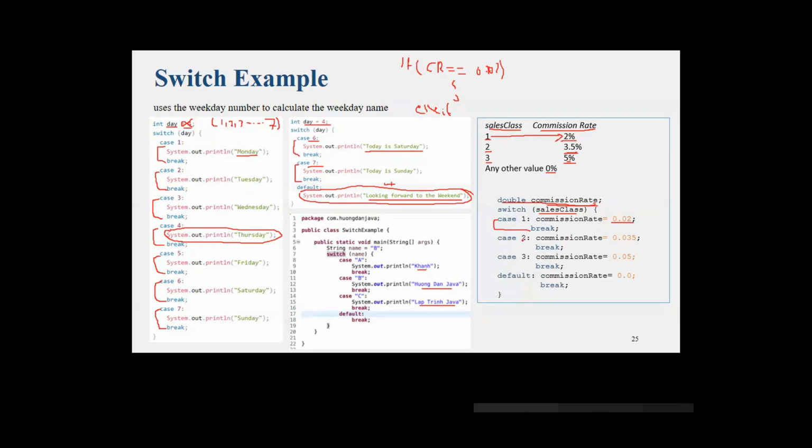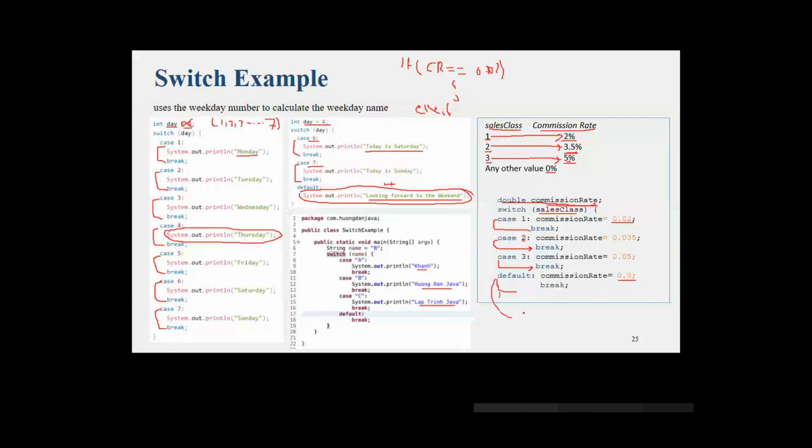If it's class 2, then give him 3.5%. So this is class 2, and this is a break, meaning the end of the case. And if it's 3, they'll give him 5. So this is the end of the case here. If it's not class 1, not class 2, not class 3, it could be any number like 4, 0, 6, 8, 9, any number except these numbers, then it will execute the default. It will give him commission 0.